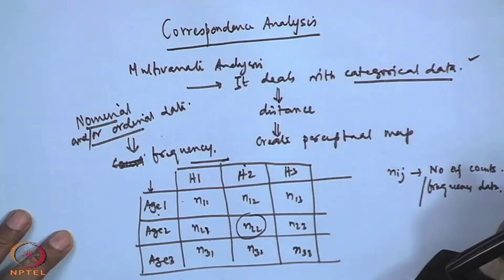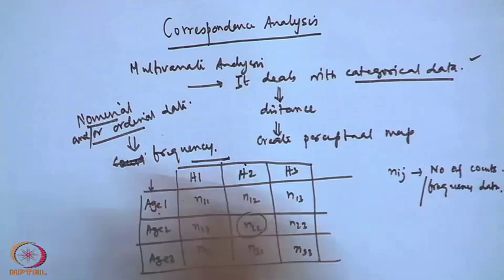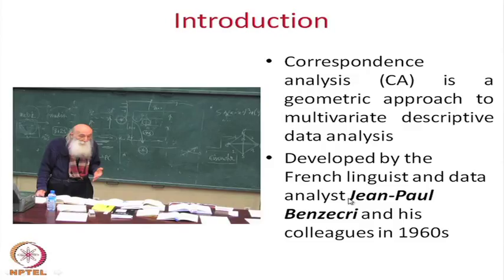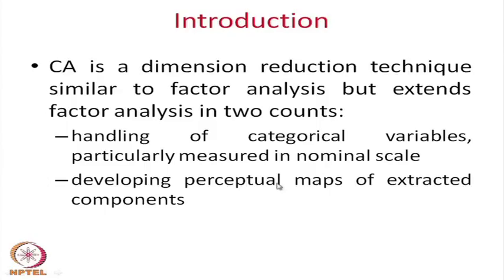Okay. Now, if we go back to the history of correspondence analysis, we will find that it was developed by Jean-Paul Benzécri and his colleagues in the 1960s. This is a geometric approach to multivariate descriptive data analysis. The way Jean-Paul Benzécri and his team developed this correspondence analysis, that same approach we will follow here. So, let us see what correspondence analysis can do.